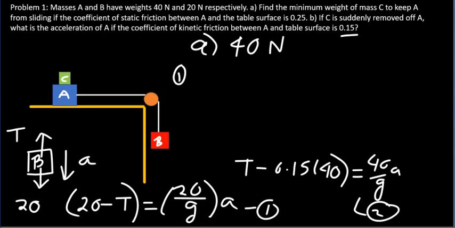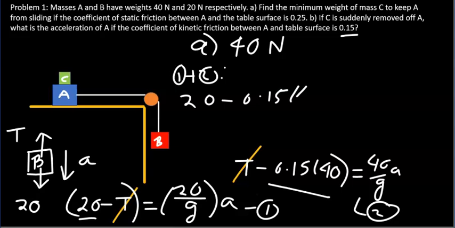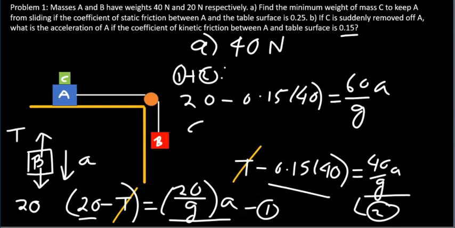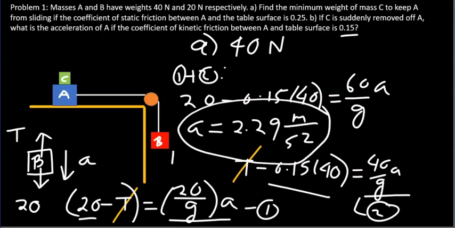As you add equations 1 and 2, you see that the tension goes away because T plus minus T is 0. So the left-hand side becomes 20 plus minus of that, so it's quite simply minus 0.15 times 40 equals, the right-hand side is 20a over g plus 40a over g. That is simply 60a over g, and you can solve for the acceleration. And when you run through the calculation, you get the following value for the acceleration, 2.29 meters per second squared. And that's the answer for part B.